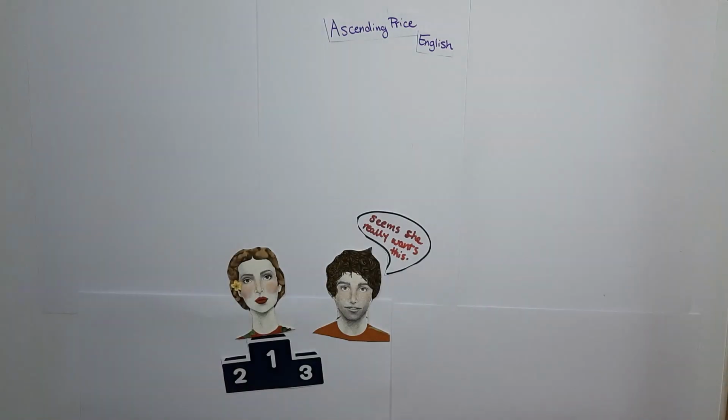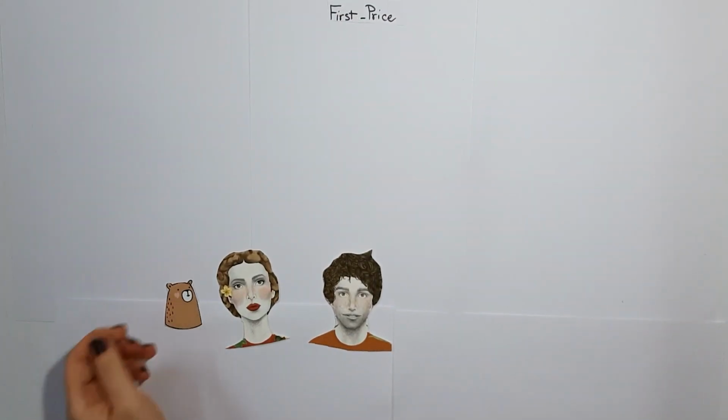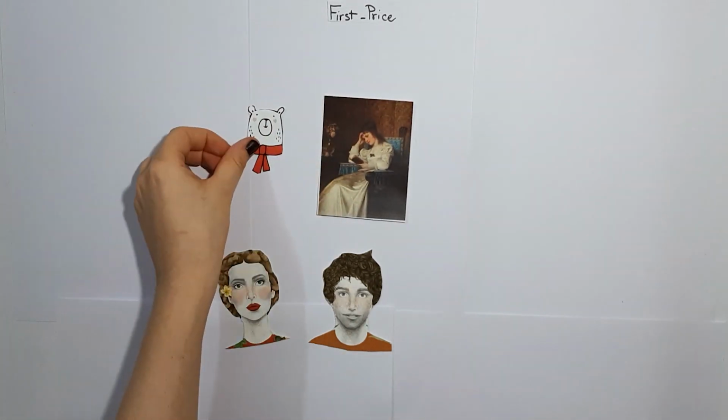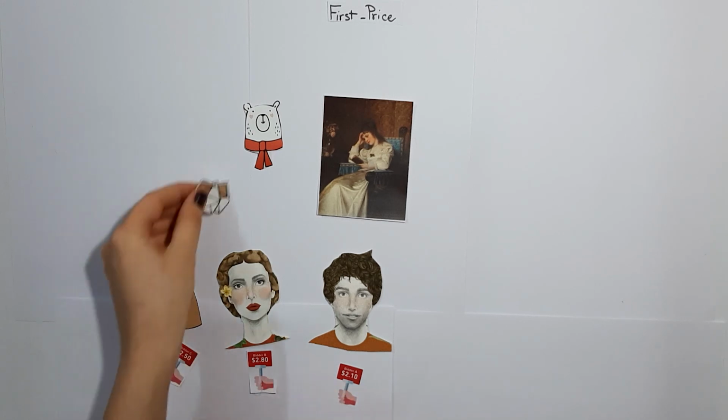Now, let's talk about the first price auction. Consider we have three bidders wanting to buy something, let's say a painting, and there is an auctioneer that is taking the bidders' offers. This is how the first price auction works. Each bidder will write what they are willing to pay for the painting, put their offers in an envelope, and give them to the auctioneer.